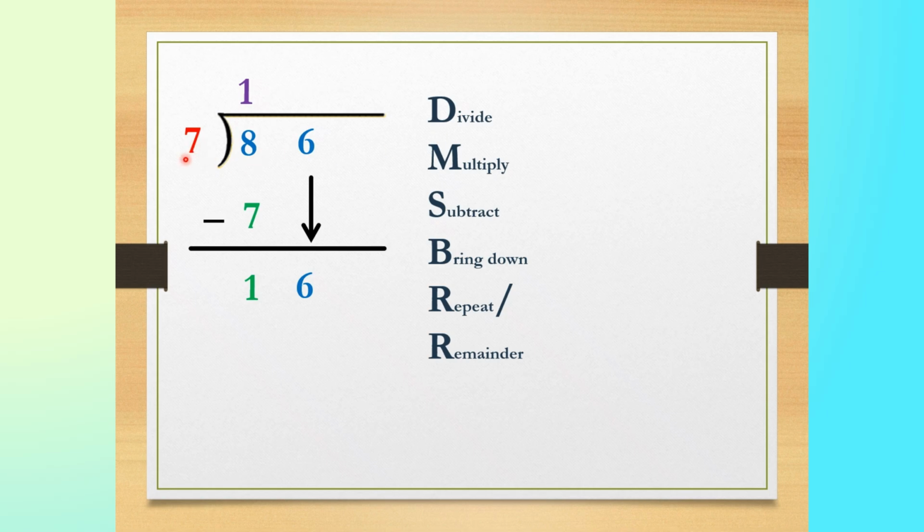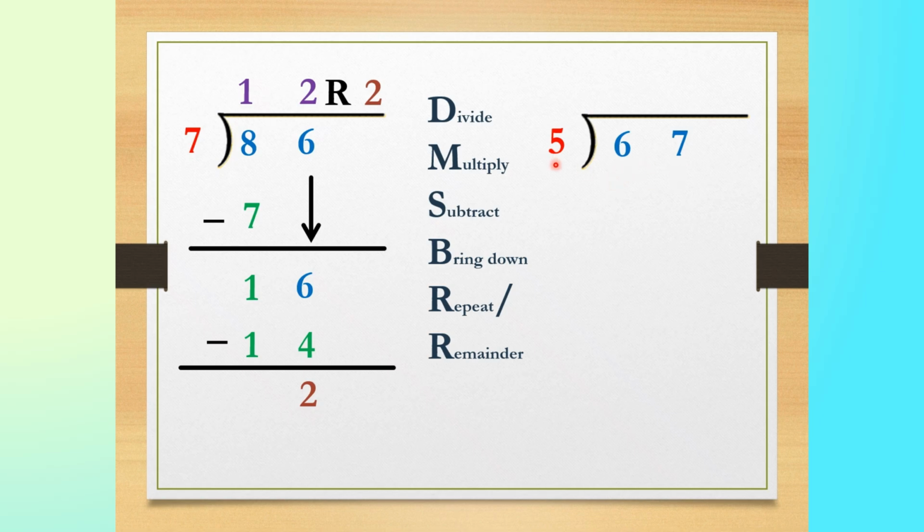Divide. How many groups of 7 can I find in 16? 2 groups of 7. Multiply. 7 times 2 is 14. We subtract. 6 minus 4 is 2, and 1 minus 1 gives us 0. So we do not have a number to bring down. We can't repeat the process, but here we have a remainder. Remainder 2.